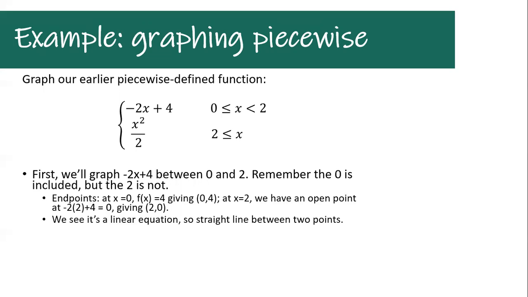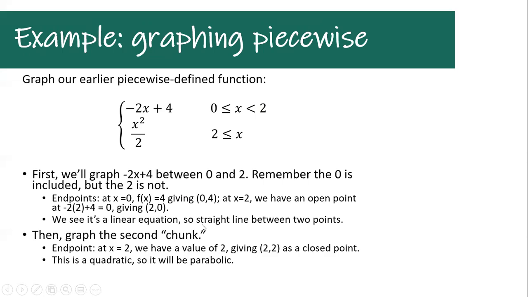So if we look at the endpoints, we have x equals 0 first, so we plug 0 into here to get the value of 4. So we get the endpoint (0, 4). That one is a closed point because it's less than or equal to. And if we do the same with 2, we're going to get (2, 0) as a point. But remember, it's going to be an open point because of the strictly less than. This is a linear function, so we really only need those 2 points, and we can plot them between 0 and 2.